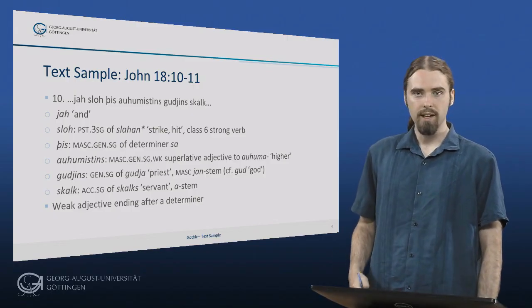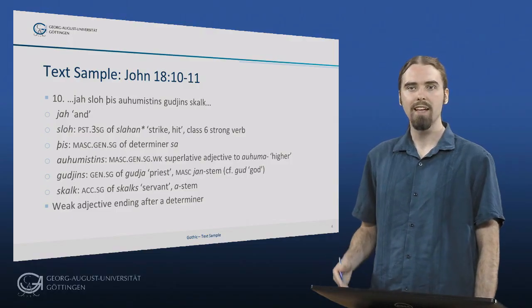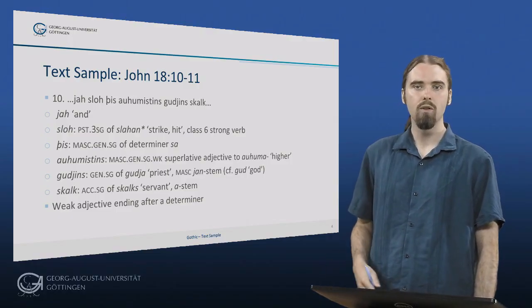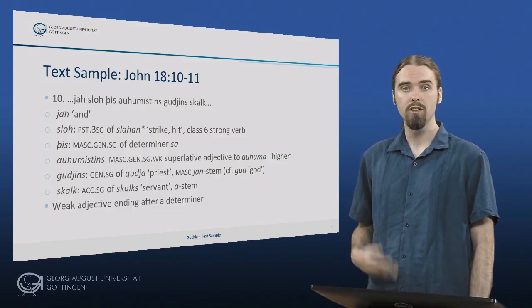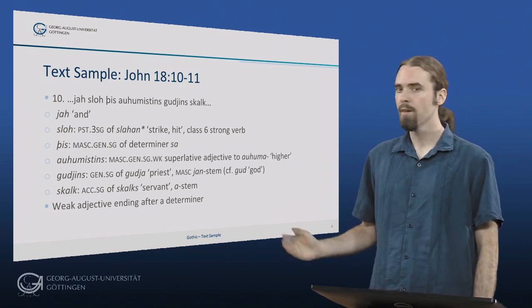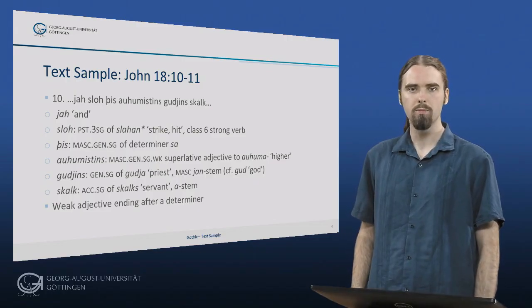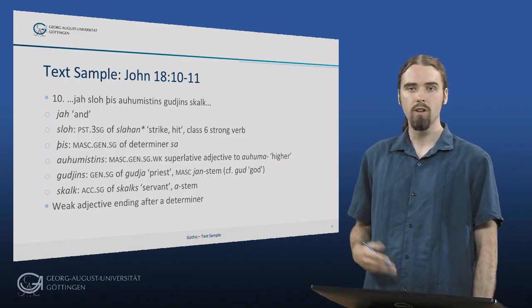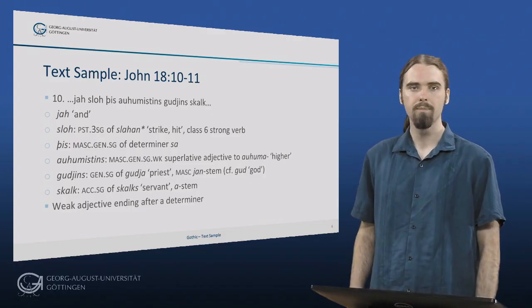In the genitive phrase, this ochumistens gudiens, the adjective has weak adjectival ending ins rather than the strong ending is. This is typical for an adjective following a determiner, in this case, this. The whole phrase modifies skulk, the order, genitive, and then noun. This order is probably influenced by the Greek, where things are more independent. Gothic seems to prefer the order noun and then adjective.